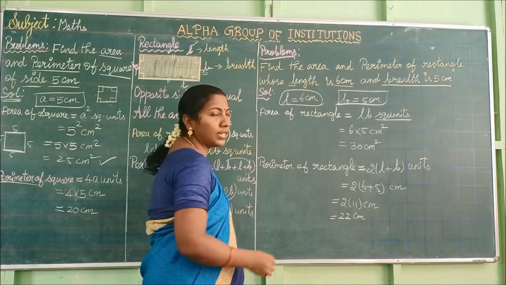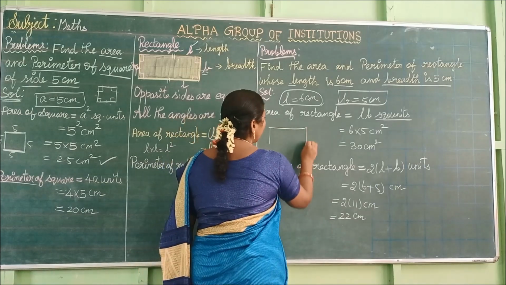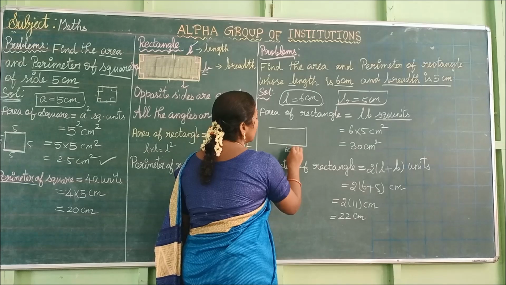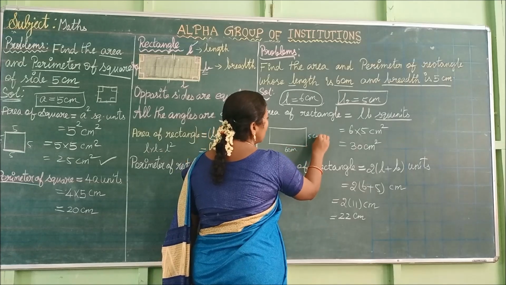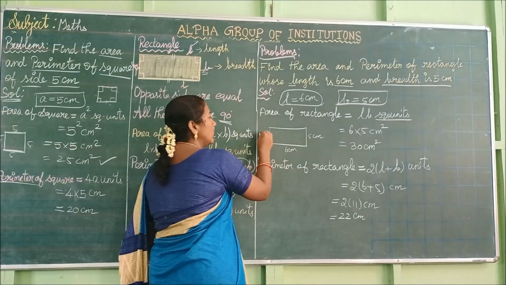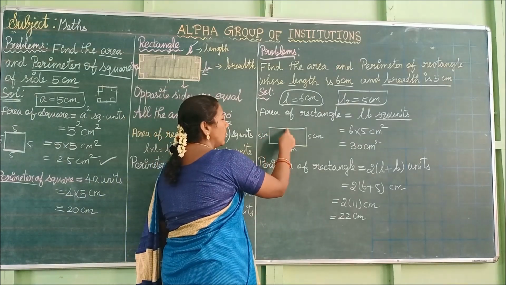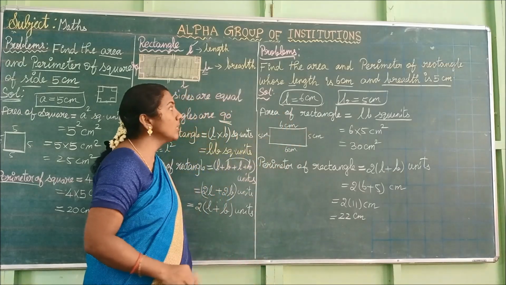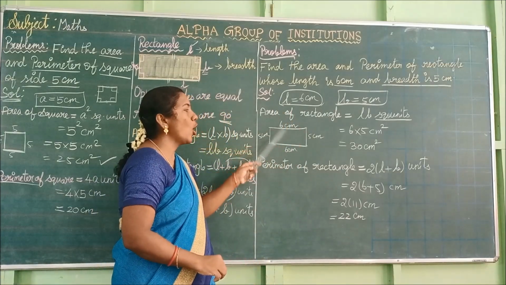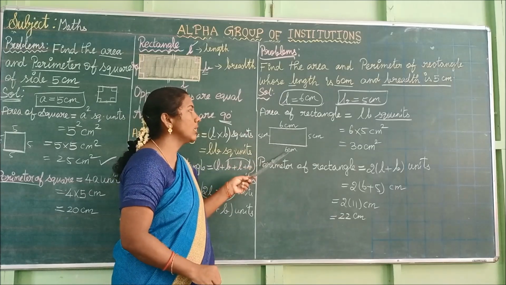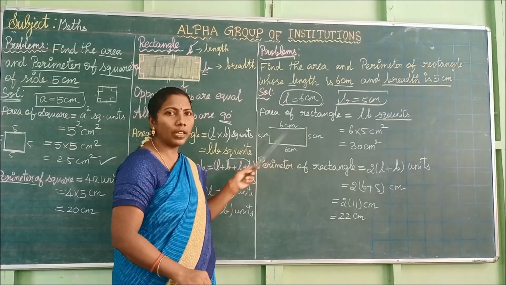Let us check whether our answer is correct or not. This is the given rectangle and its length is 6 centimeter and its breadth is 5 centimeter. So what is the measurement of this side? This is also 5 centimeter. What is the measurement of this side? This is also 6 centimeter because in case of a rectangle, opposite sides are equal. Okay, so here also 6, here also 6, here also 5, here also 5.